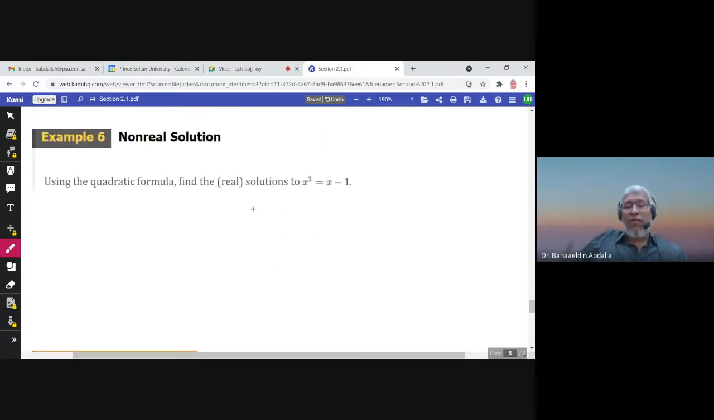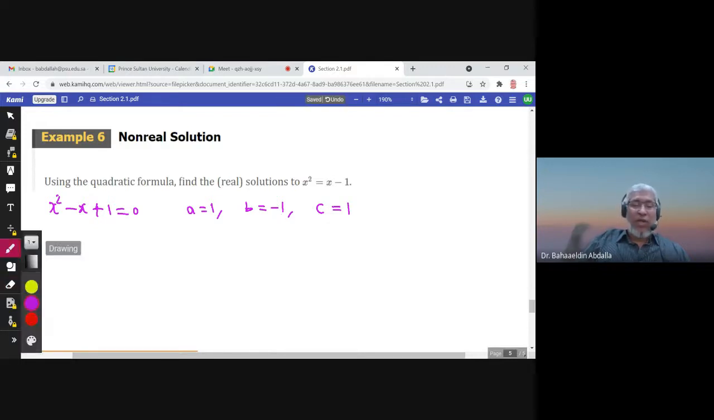Using the quadratic formula, find the real solutions of this equation. As we said, we first take everything to the left-hand side, and then we determine a, b, and c. a is 1, b, the coefficient of x, is negative 1, and c, the constant term, is 1. Let us use the formula: x equals negative b, so 1, plus or minus the square root of b squared, so 1, minus 4 times a, which is 1, times c, which is 1.